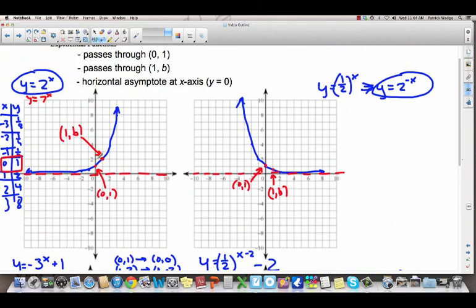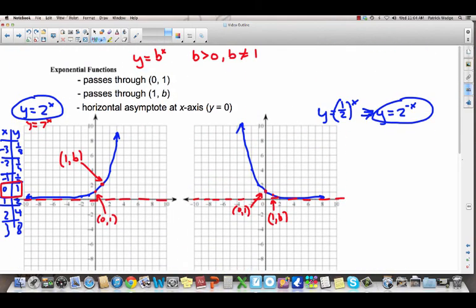Okay, those are exponential functions. Yet another mother function graph that you have to remember, and then you'll do all sorts of transformations, reflecting and translating it. Hope you're not getting tired of that yet. All right, that's it.